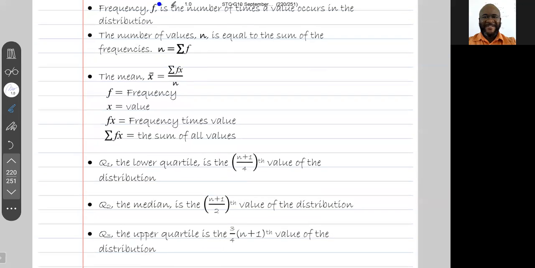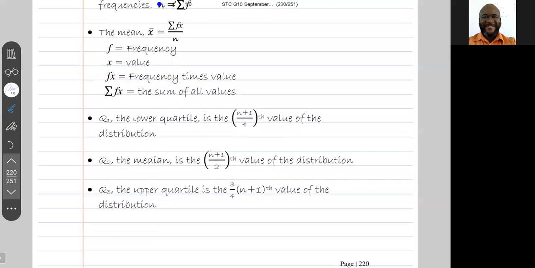Guys, under ungrouped data, Q1, the lower quartile, is the n plus 1 over 4 th value of the distribution. So this is telling you what value in the distribution is Q1. It doesn't tell you what Q1 is. It tells you which value in the distribution is Q1, whether it's the first, the second, the third, the fourth, the fifth, and so on and so forth. And I will show you that in action.